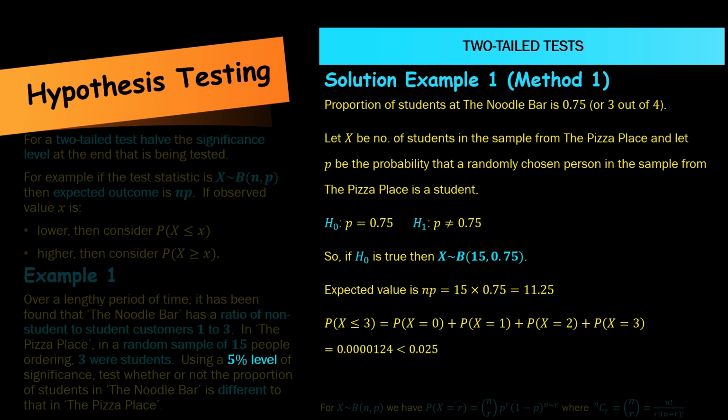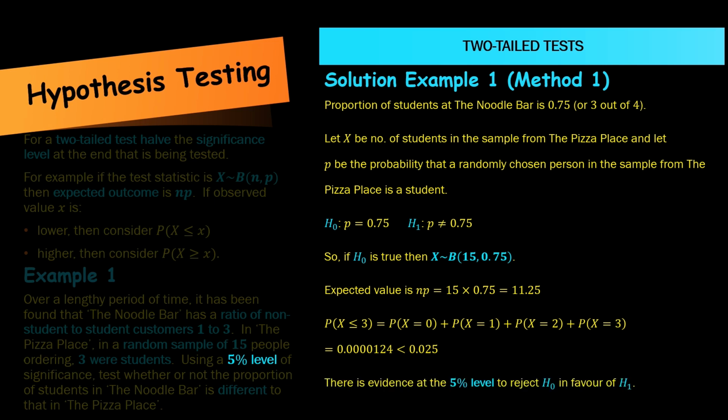This is less than 0.025. And of course, we've used 0.025 because it's half of the 5% significance level that we're required to consider. So there is evidence at the 5% level to reject H0 in favour of H1. So therefore, there is evidence to suggest that the proportion of students at both outlets is different.